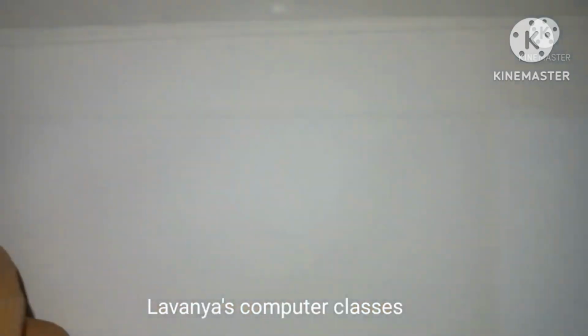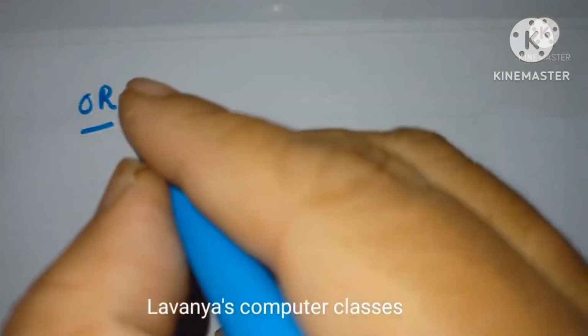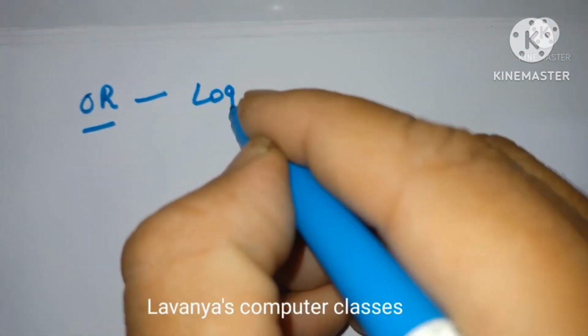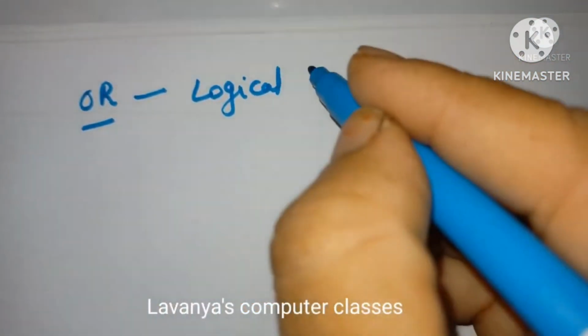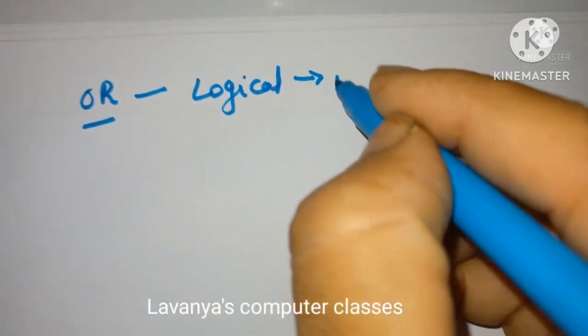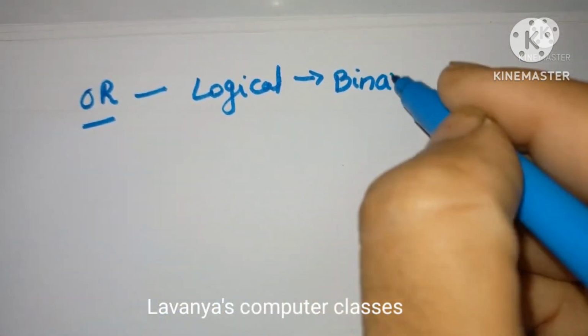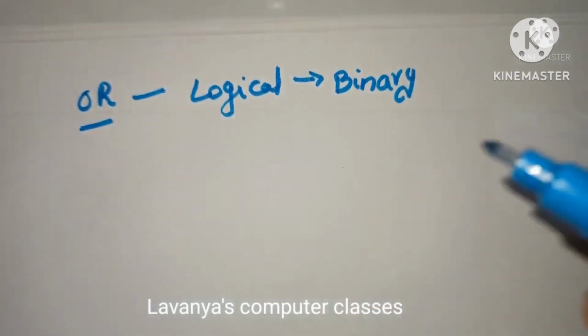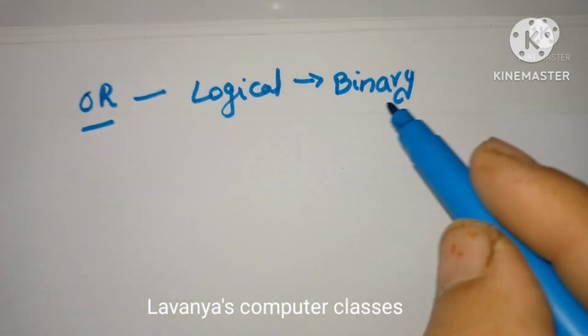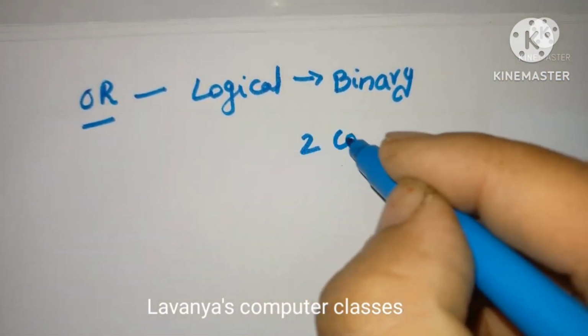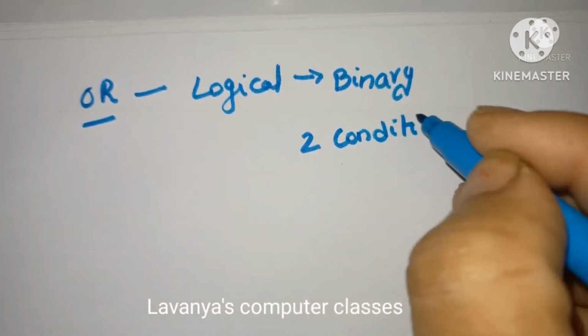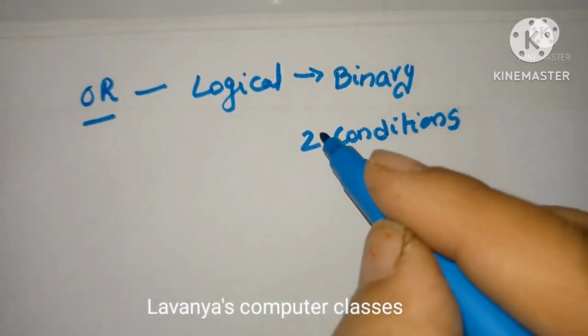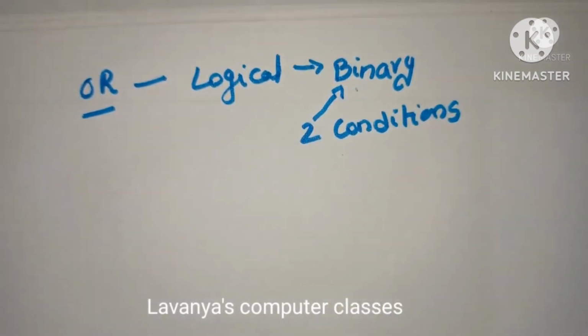Now we will explain the OR operator in C language. First of all, OR is a logical operator. Already we know it is a logical operator and also it is a binary operator. Like the AND operator, OR is also used between two conditions. It is not like a number operator, it is also used between two conditions. That's why it is called a binary operator.